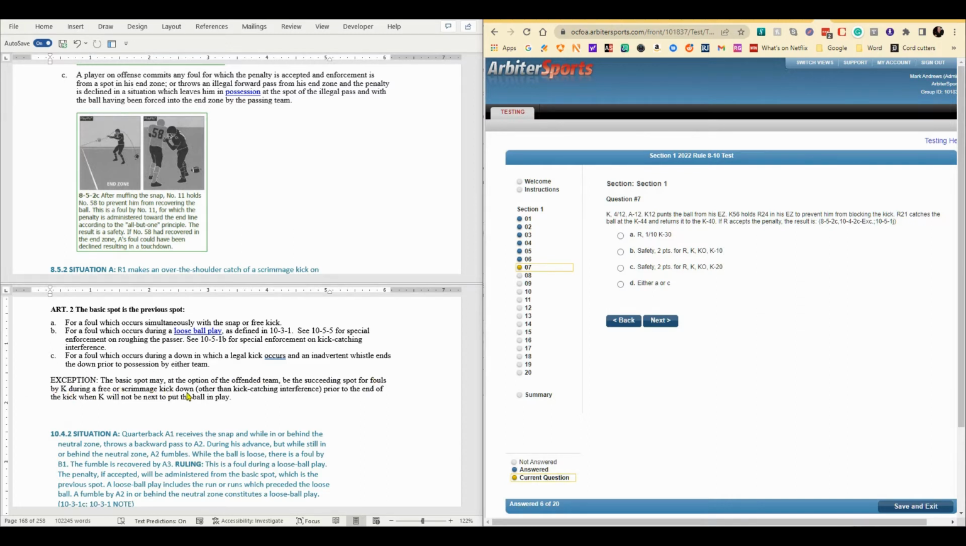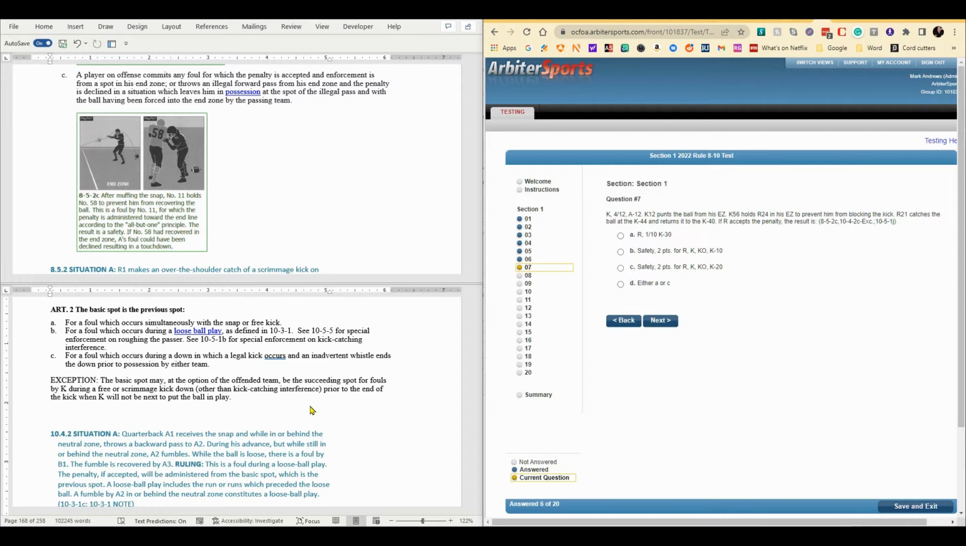during a free or scrimmage kick down, other than kick catching interference, prior to the end of the kick when K will not be the next to put the ball in play. So this 8-4-2 exception actually applies here. And we have a choice. Now, you might be asking yourself, well, why in the heck would R not take the safety? Well, there could be a lot of reasons.